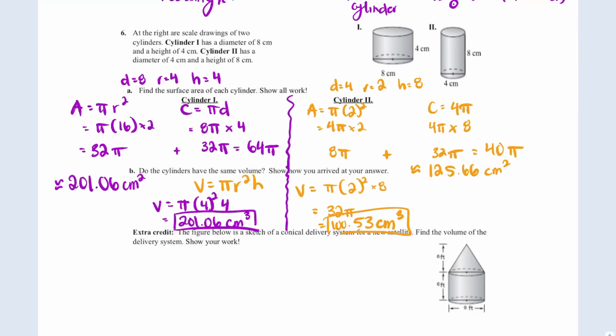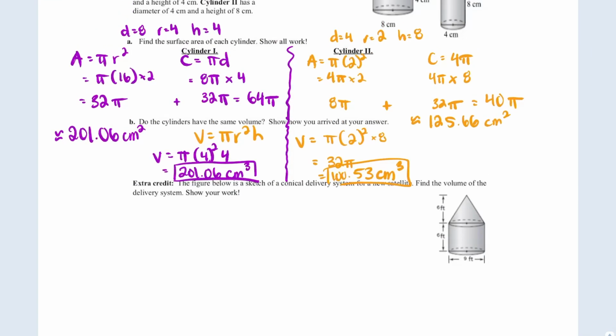All right. Whew. Let me double check my work here. I just want to make sure that my surface area is good. So 4 squared is 16. 16 times 2 is 32 pi. Okay. Yep. These are good. All right, so here we go.